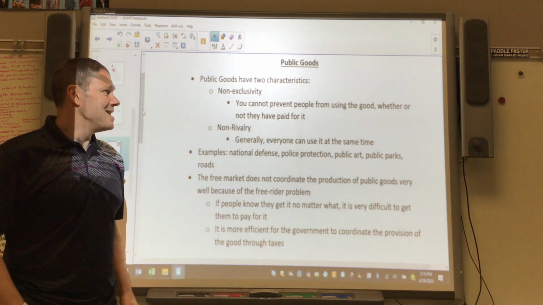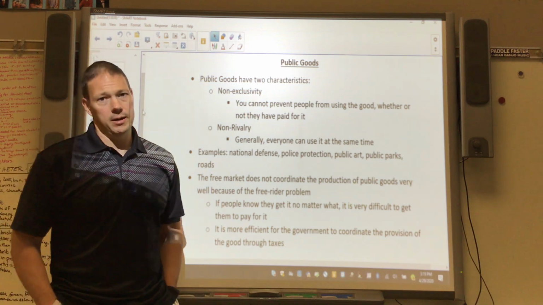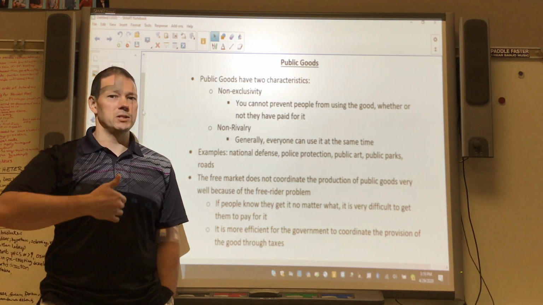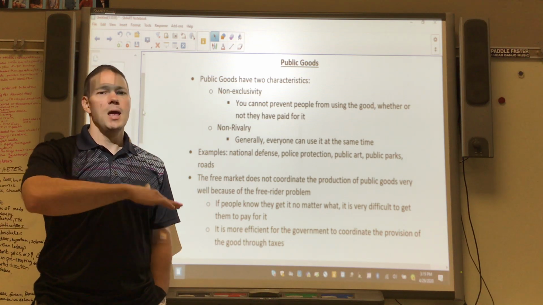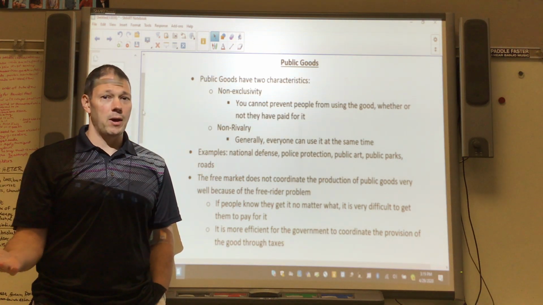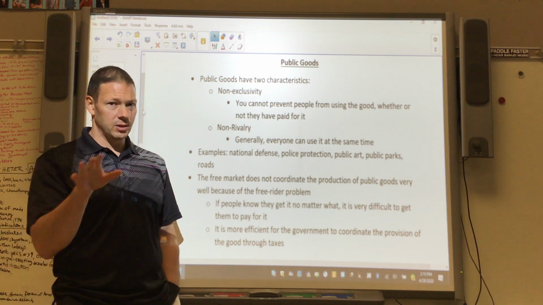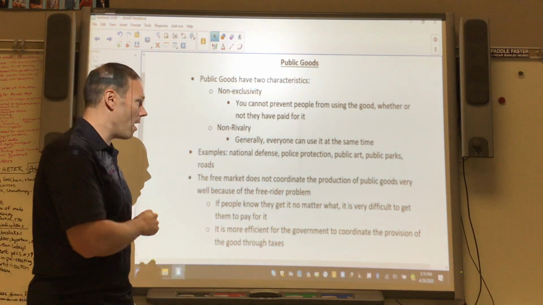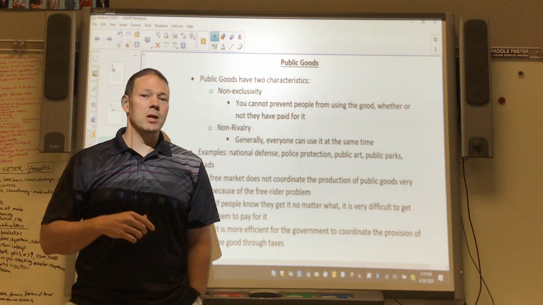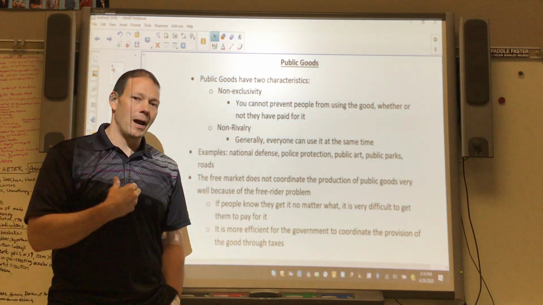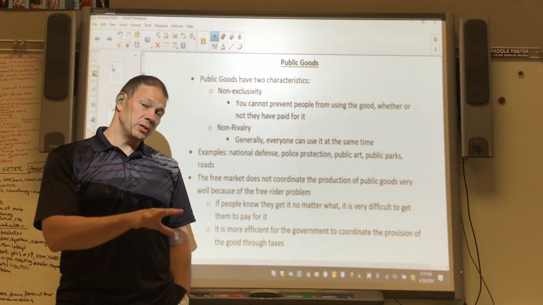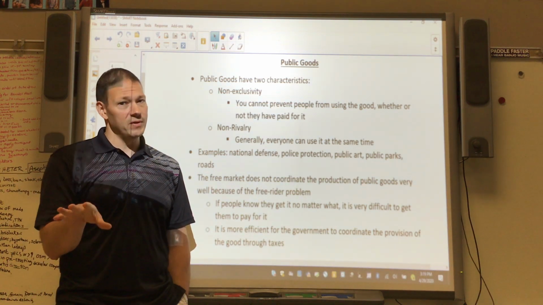Number one, non-exclusivity. Non-exclusivity means that you pretty much can't stop people from using it. Once it's produced and provided, everybody gets to use it whether or not they've paid for it. Okay, so that's non-exclusivity. Number two is non-rivalry, which essentially means we can all use it at the same time. My using it doesn't prevent you from using it as well. Now, most goods are not public goods. Most goods are private goods.